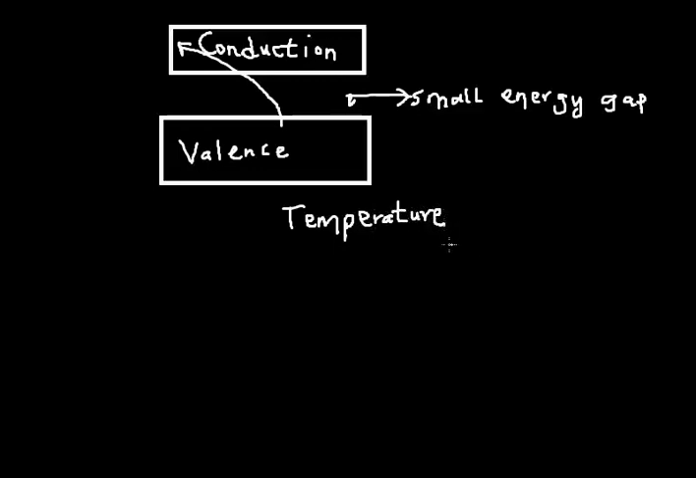So I can say that the conductivity of a pure semiconductor is dependent on temperature. As I raise the temperature of a semiconductor, the conductivity increases. Why? Because electrons in the valence band will gain energy and enter into the conduction band, where they will conduct electricity.